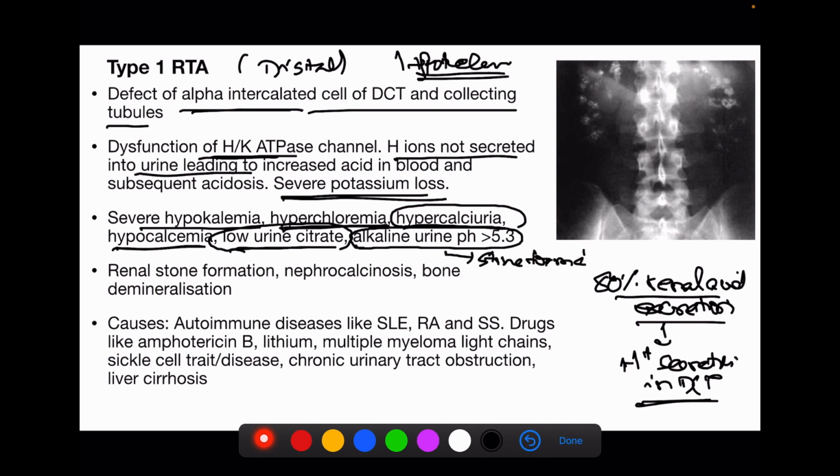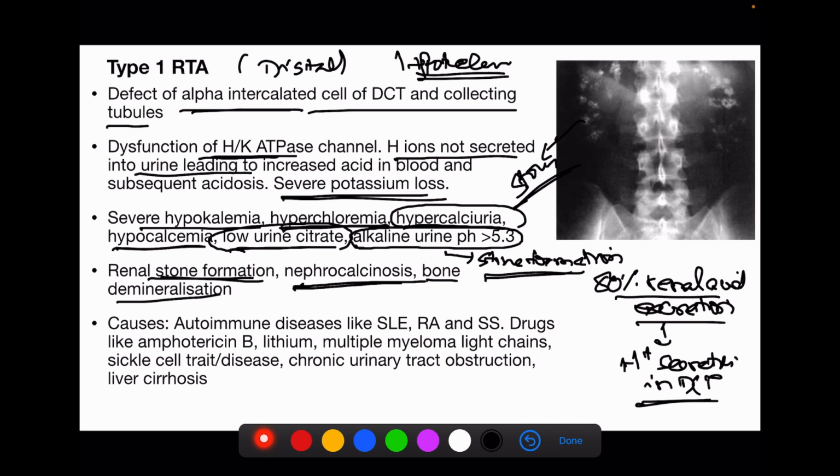Stone formation: nephrolithiasis and nephrocalcinosis. Nephrocalcinosis is nothing but stone in the substance of the kidney, and renal stone, nephrolithiasis, is stone in the different collecting areas of the kidney. And there tends to be bone demineralization as well. Here you can see an X-ray showing nephrocalcinosis. All these radio-opaque areas you can see here are stones. Mostly they are calcium phosphate stones. So hypercalciuria, low urine citrate, and alkaline urine pH contribute to renal stone formation.